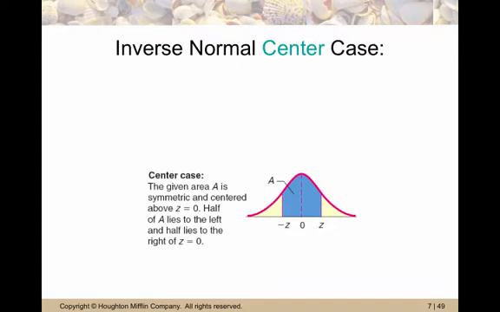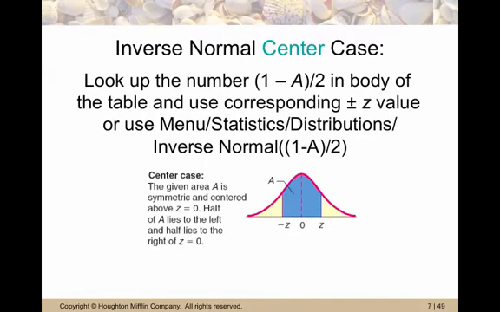For the center case, you look up the number 1 minus a over 2, because you've got a out of the middle. You have 1 minus a in both tails together, so each tail alone has 1 minus a over 2 area. So the left tail is 1 minus a over 2, and you use the corresponding positive and negative z-value. Use the z-value you get and then change the sign, and that'll give you the upper z-value. Or you can use menu, statistics, distributions, inverse normal, 1 minus a over 2. That'll give you the negative z-value, and then you use the corresponding upper z-value.